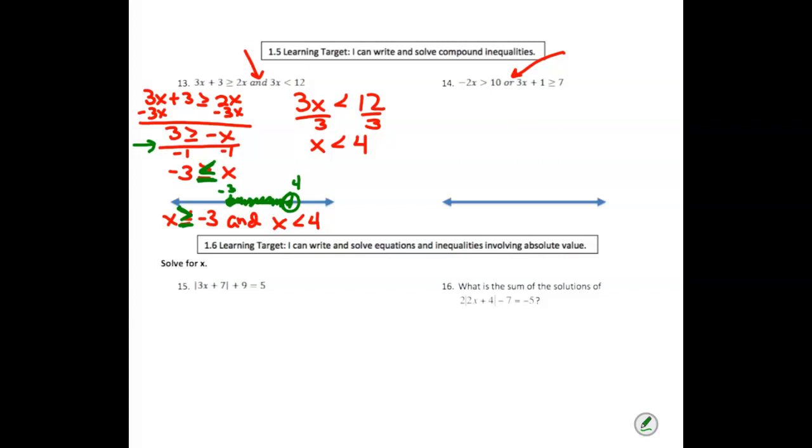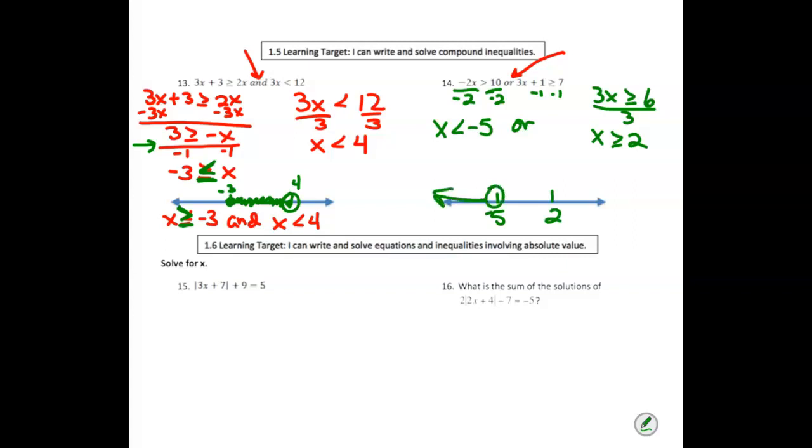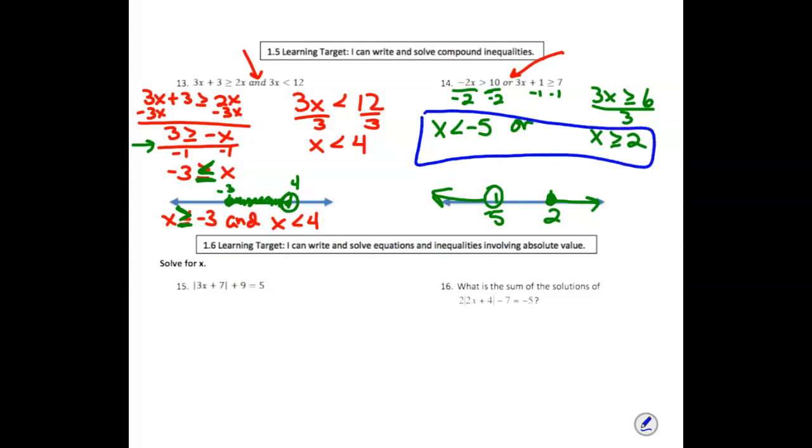All right, for question 14, again, we are dividing by a negative 2. That tells me that my inequality sign has to flip, so x has to be now less than negative 5. Or, for our second part, we would subtract a 1, so 3x is greater than or equal to 6, and then when we divide, we'd have x is greater than or equal to 2. So the key numbers on my number line, I need a negative 5 and a positive 2. I want to be smaller than negative 5, or I can be at 2 or higher. That would be my final graph. So again, we are looking for a solution algebraically as well as graphically.